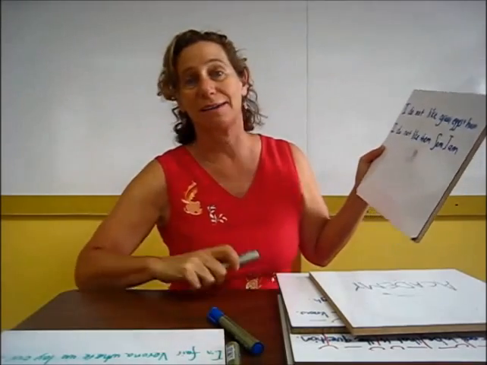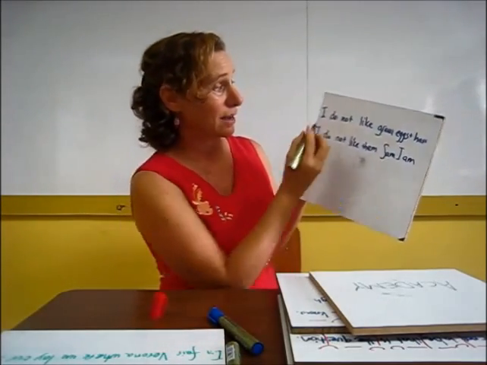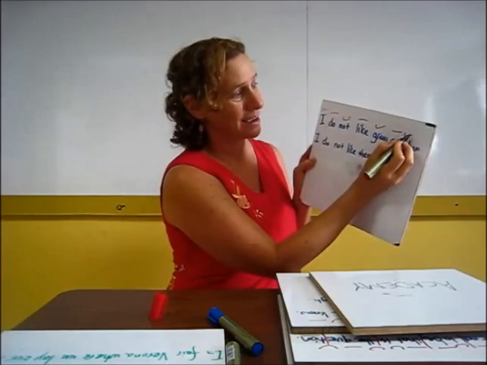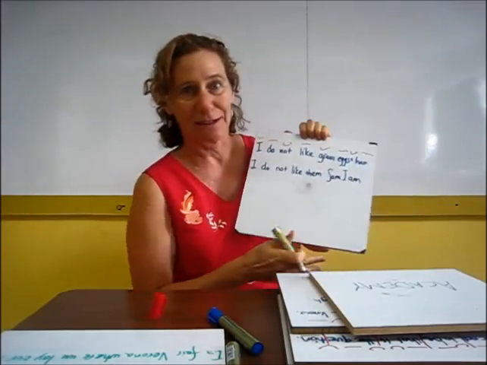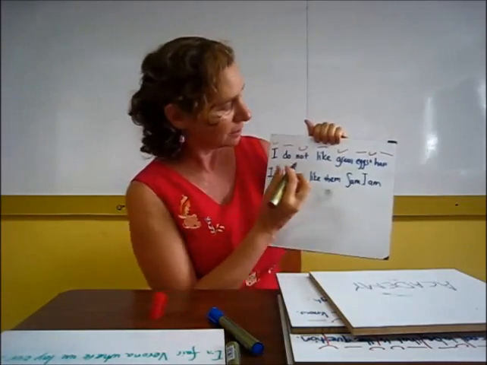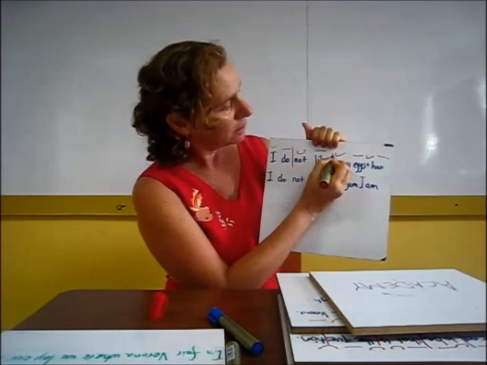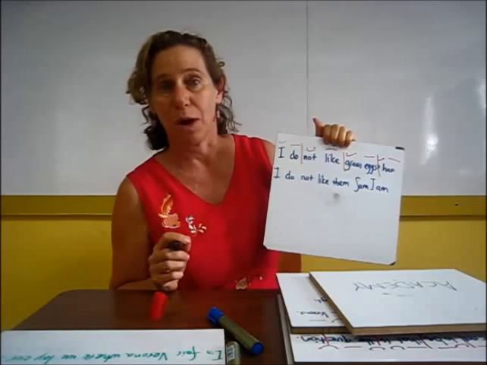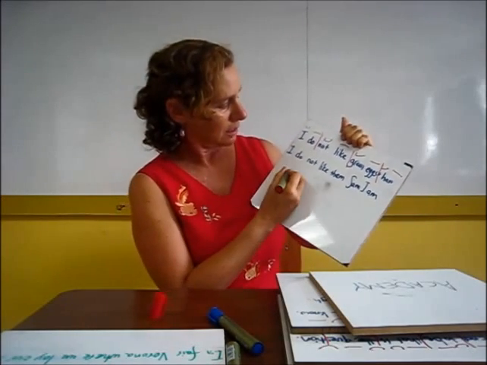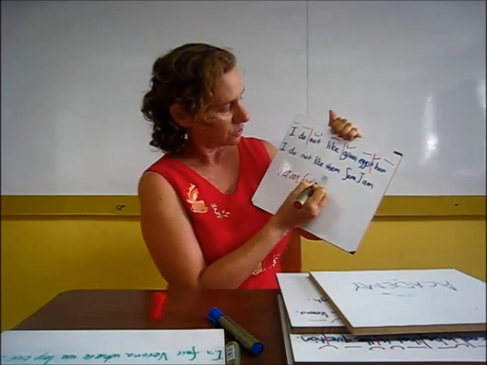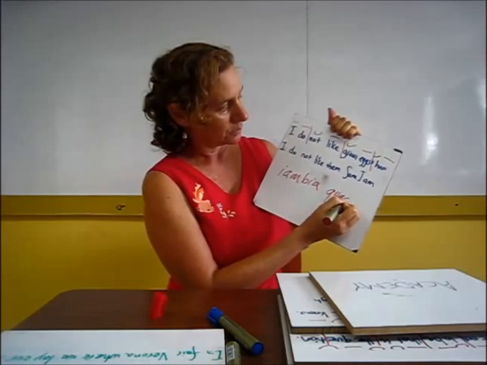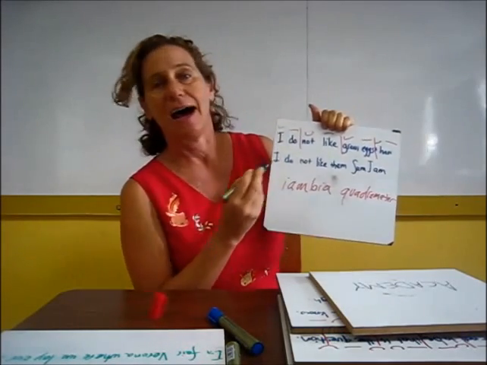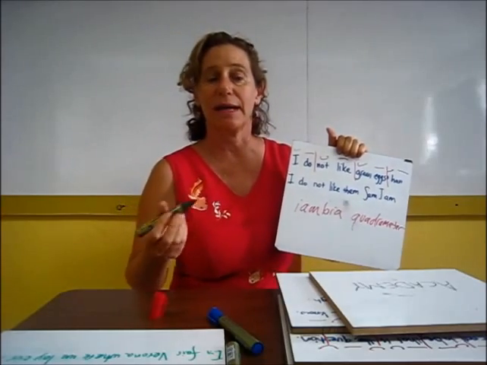This is real strong iambs right here. Take a look at these iambs. I do not like green eggs and ham. And let's look at how many iambs, sets of iambs we have here. 1, 2, 3, 4. So iambic quadrimeter right here. Iambic quadrimeter. Going off the page there. I do not like them, Sam I am.